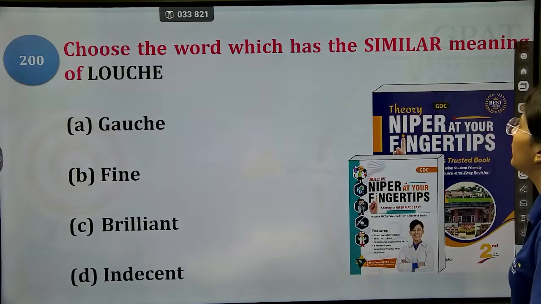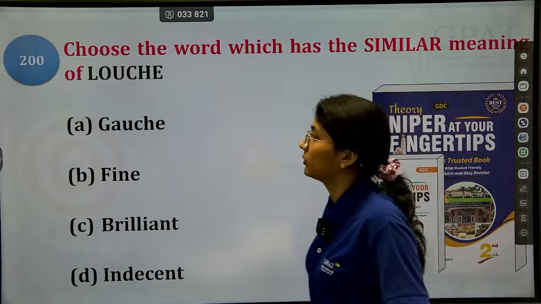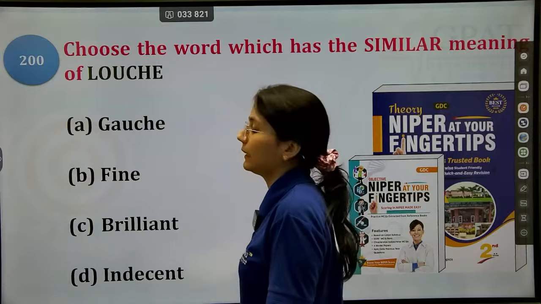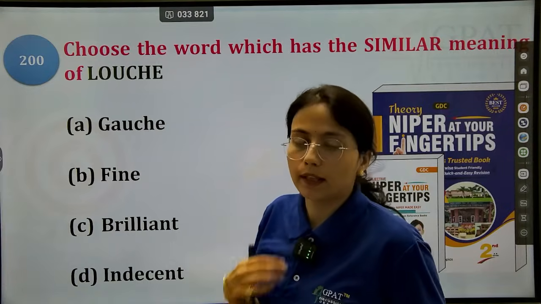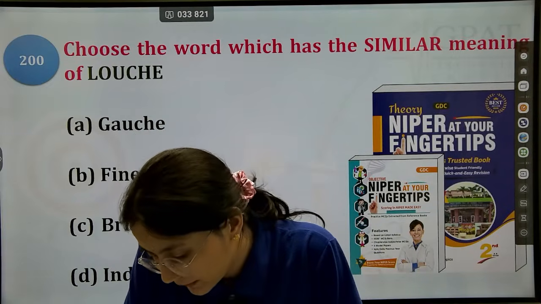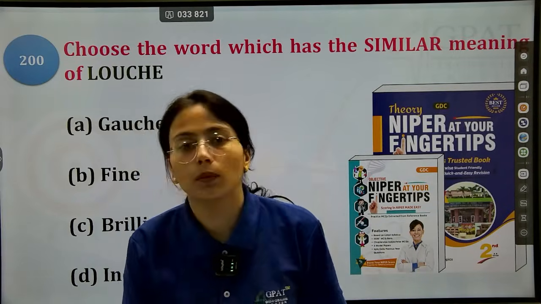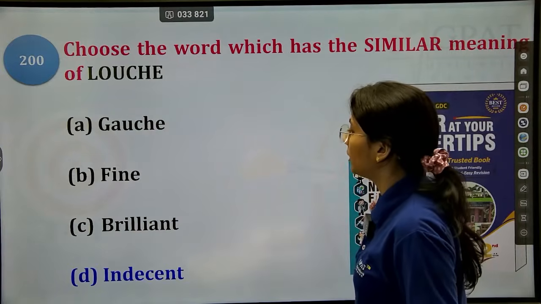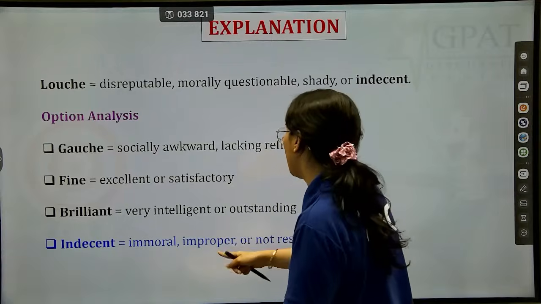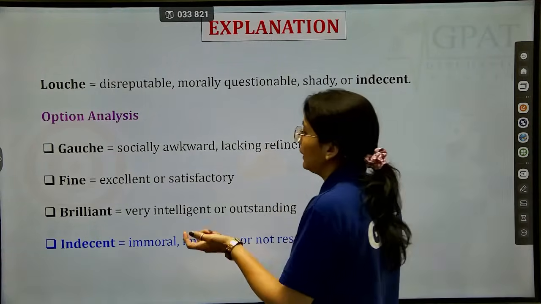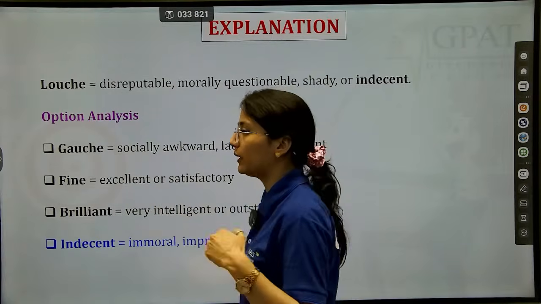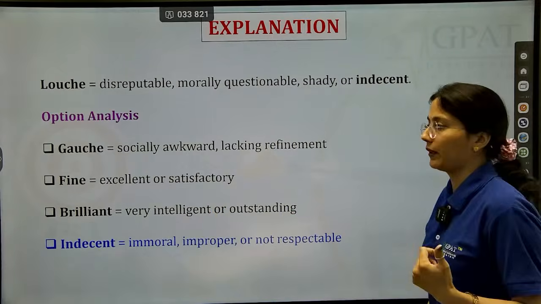Next, choose the word which has the similar meaning of louche. Gauche, fine, brilliant, indecent. Louche means someone or something that is disreputable or of questionable morality. So the answer is indecent. Indecent means immoral, improper, or not respectable. Brilliant is very intelligent, fine is excellent or satisfactory, and gauche is socially awkward, lacking refinement.